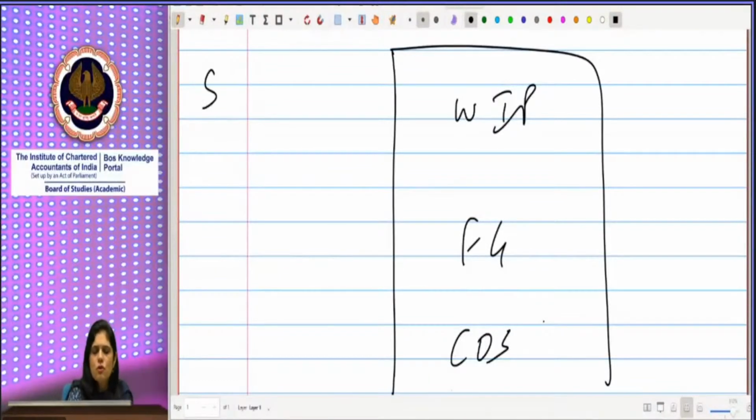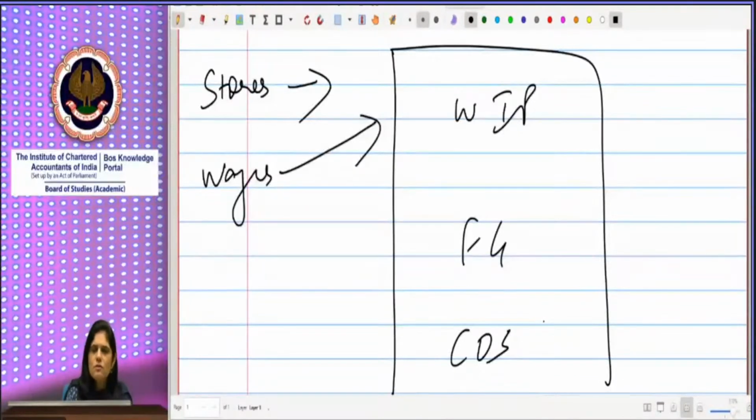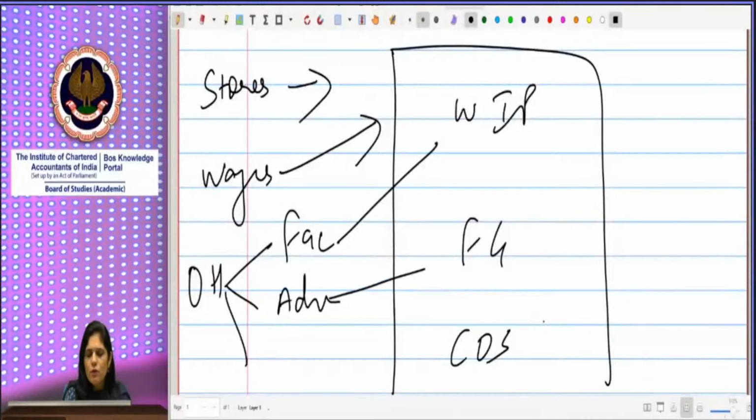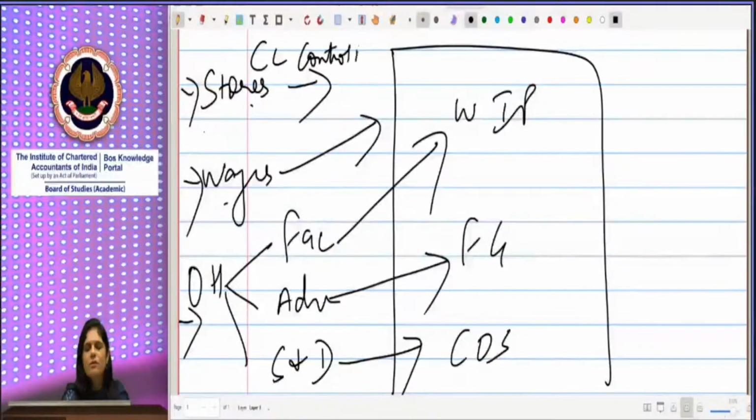All right. So stores will come from outside here. Then wages will also come. Wages will go to WIP. Stores will also go to WIP. If we talk about overheads, there are 3 overheads. Factory will go to WIP. Admin will go to finished goods. And selling and distribution overheads will go to cost of sales. So this is the whole setup. And again, whatever is coming from outside, we are purchasing material, we are paying for wages, we are paying for overheads, here we have to use the cost ledger control account as part of the double entry.